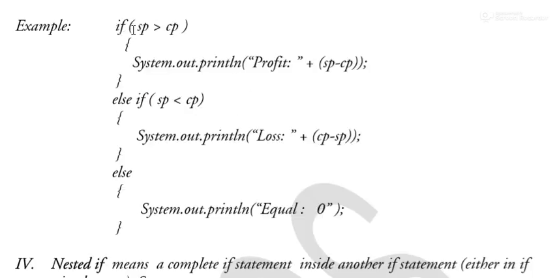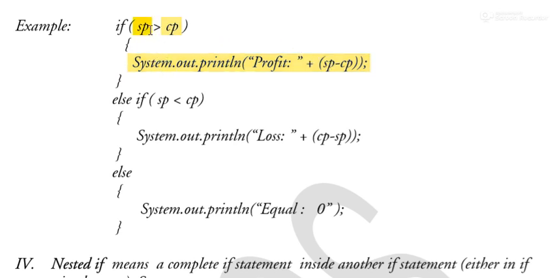For example, there are two variables SP and CP, that is sell price and cost price. Both are variables that hold the sell price and cost price, and it is checking that if sell price is greater than CP, that is one condition. Now if this condition is true, then this statement will get executed: profit and profit amount, whatever is calculated.